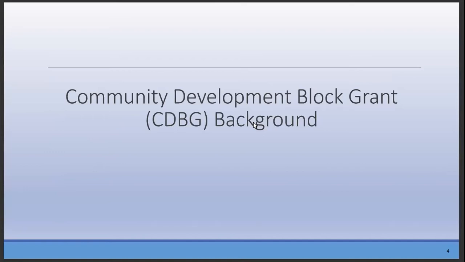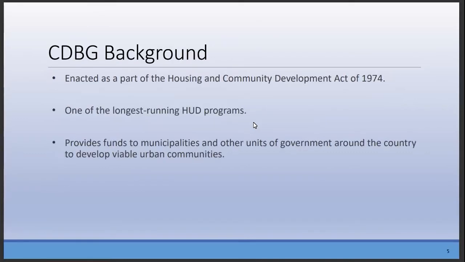I will discuss the background of the Community Development Block Grant Program. The CDBG program was enacted as part of the Housing and Community Development Act of 1974 and is administered by the United States Department of Housing and Urban Development, or HUD. As one of the longest running HUD programs, the CDBG program provides annual grants on a formula basis to over 1,200 municipalities, such as the City of St. Louis, and other units of government around the country to develop viable urban communities.